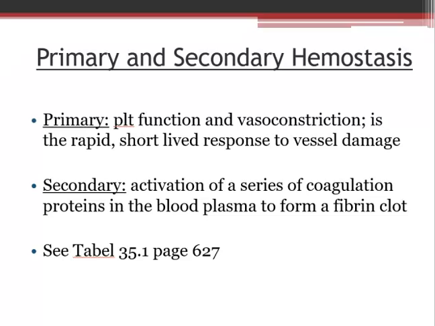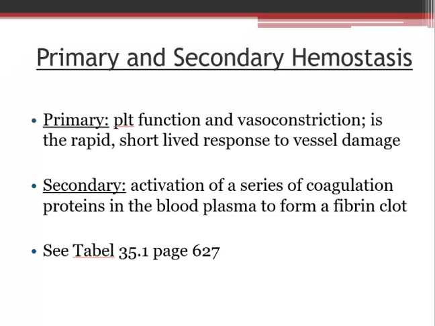So there's a primary and secondary function to hemostasis. Primary function is where the platelets function, and there's vasoconstriction. Remember, our platelet function is the platelets report to the problem area and call for help from other platelets. So the platelets all clump up together. And vasoconstriction is the vessel spasms and constricts down to help slow the flow of blood. And the primary step happens rapidly. This is a short-lived response to vessel damage.